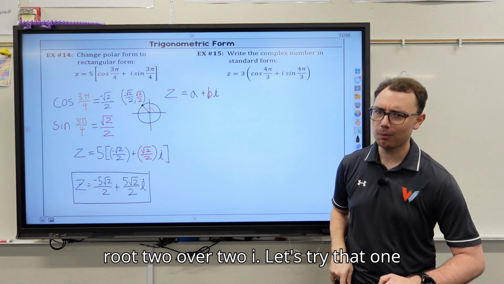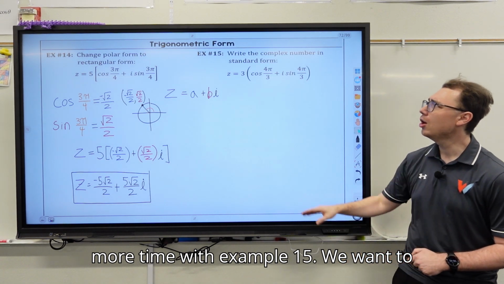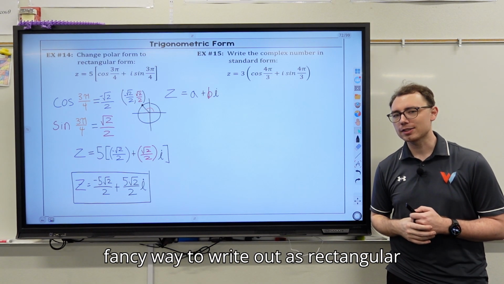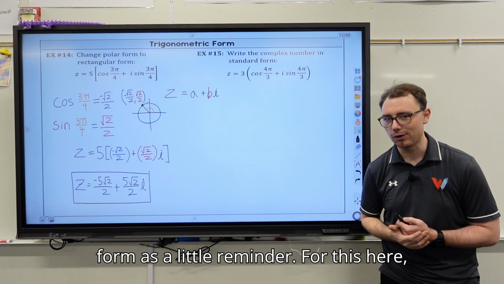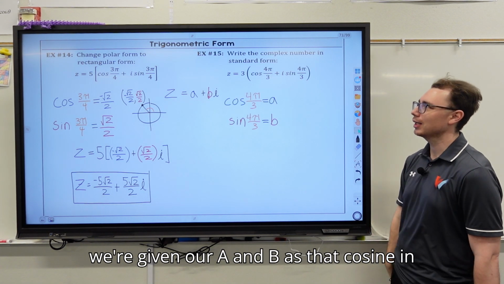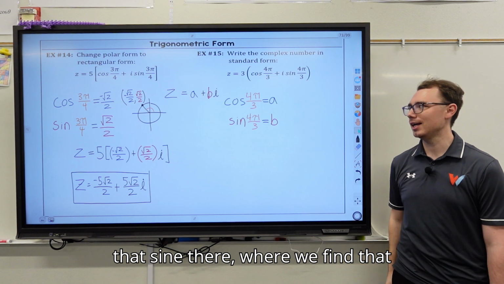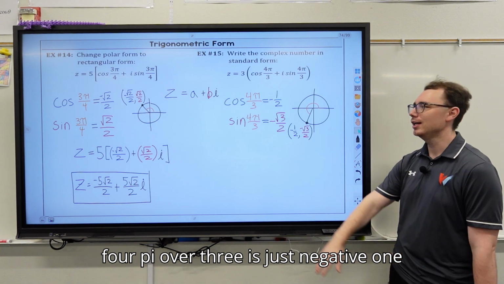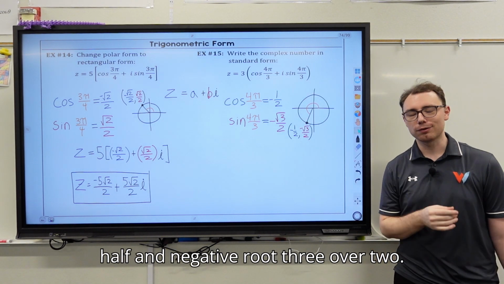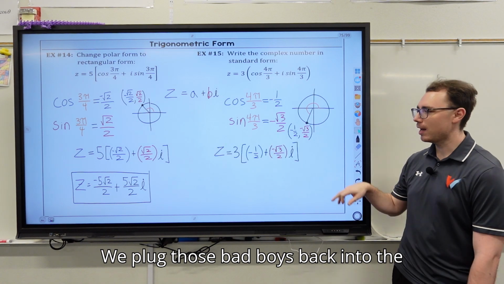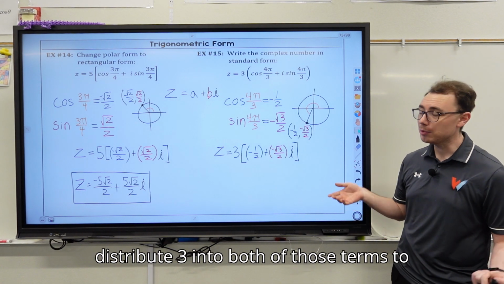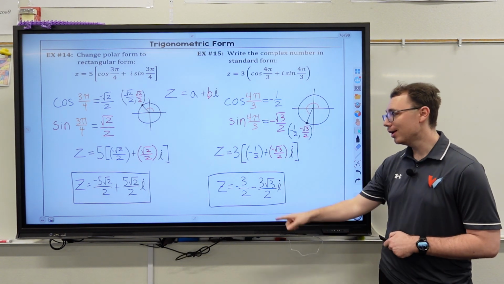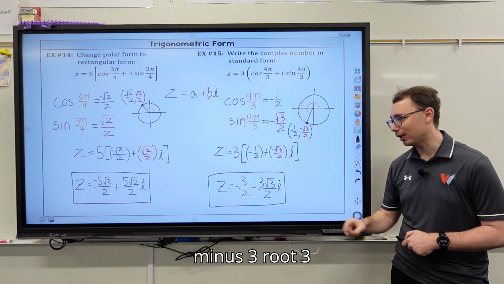Let's try that one more time with example 15. We want to write this complex number in standard form. Standard form is just another fancy way to write out rectangular form, as a little reminder. For this here, we're given our a and b as that cosine and that sine there, where we find that cosine of 4 pi over 3 and sine of 4 pi over 3 are negative 1/2 and negative root 3 over 2. We plug those back into the equation here, and then we just distribute 3 into both of those terms to get z is equal to negative 3 over 2 minus 3 root 3 over 2 i.